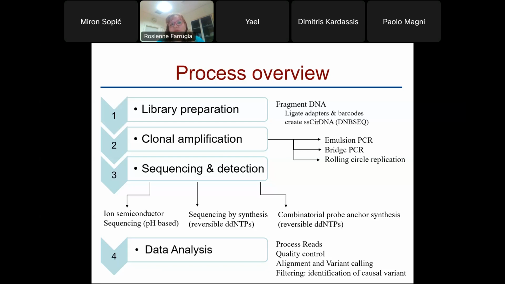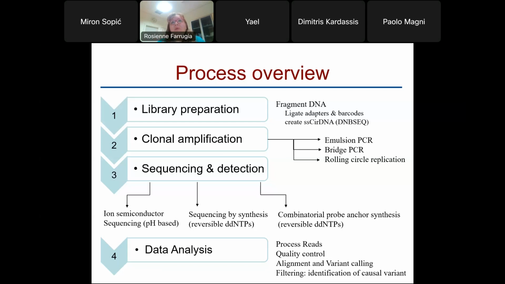And sequencing is also different for every technology. We have ion conductor sequencing, which is pH-based, for Ion Torrent; sequencing by synthesis, which uses reversible dideoxynucleotides, for Illumina; and combinatorial probe anchor synthesis, which also uses reversible dideoxynucleotides, for DNB-seq. That will generate the vast amount of data that a whole human genome encodes. That data then needs to be analyzed, and there are a number of different steps, which I will not go into in much detail because 1 hour is only 1 hour.